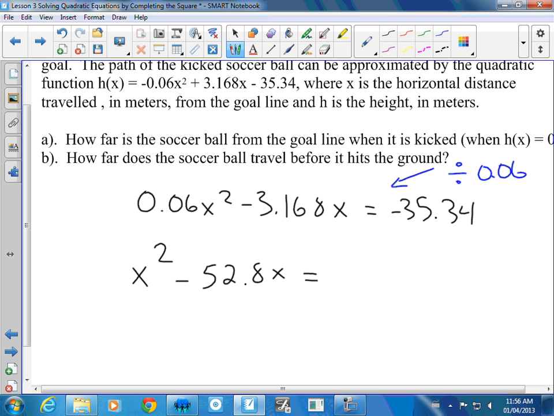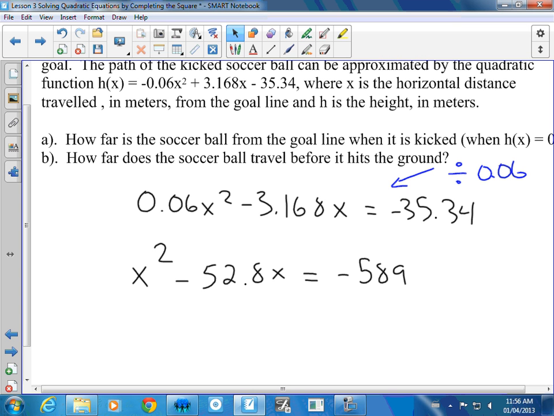Negative 35.34 divided by 0.06. Negative, what is it? 58.9? Wow, that's actually not bad at all. I turned a really ugly question into quite a nice question, didn't it? No, that's not right. It's 589. The decimal place is in the wrong spot.